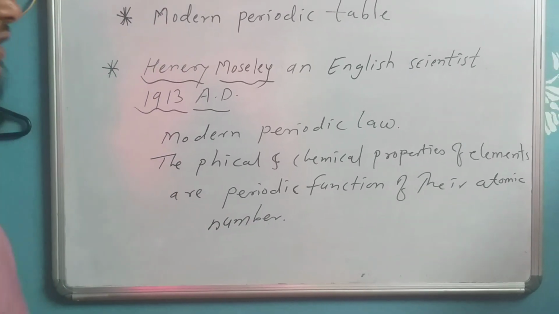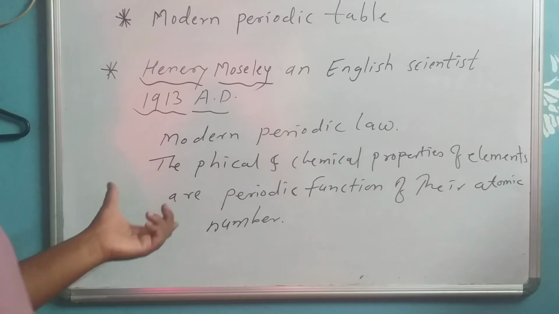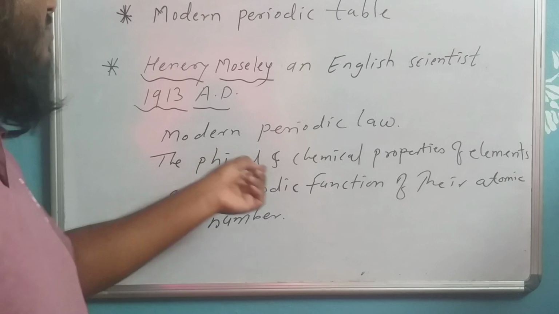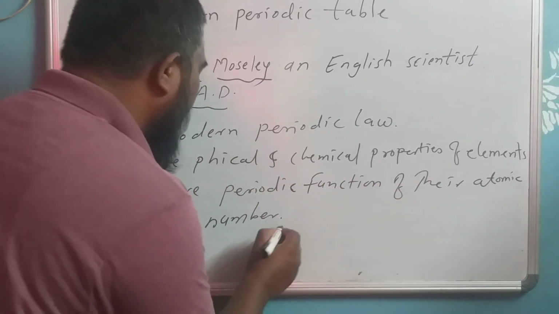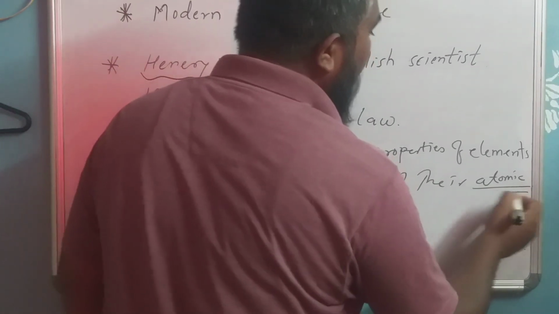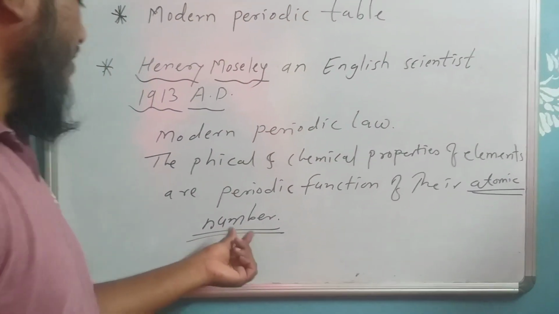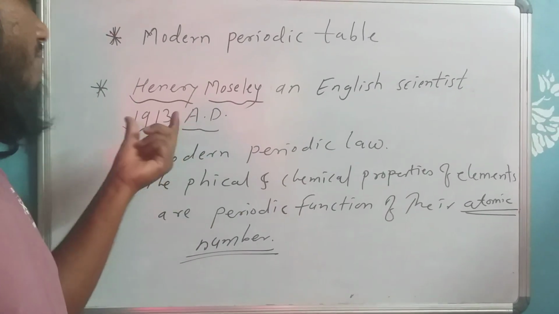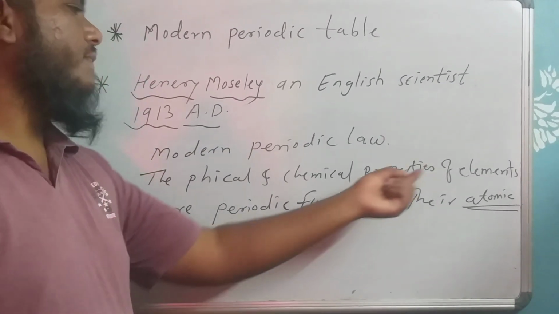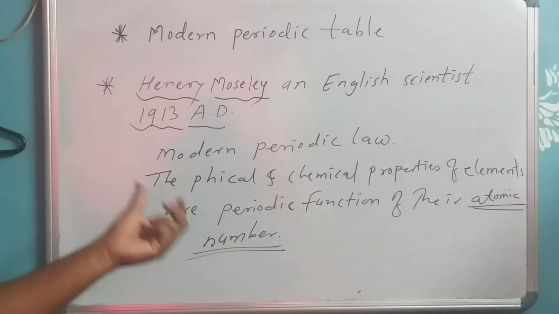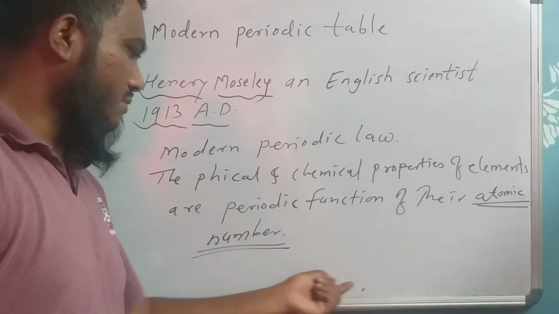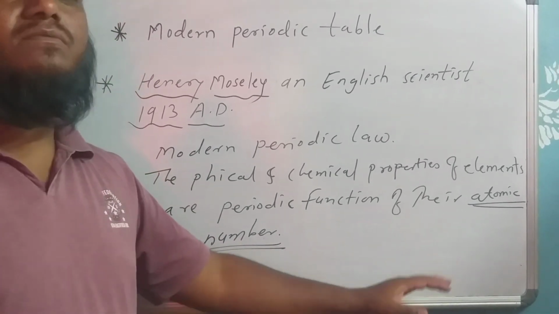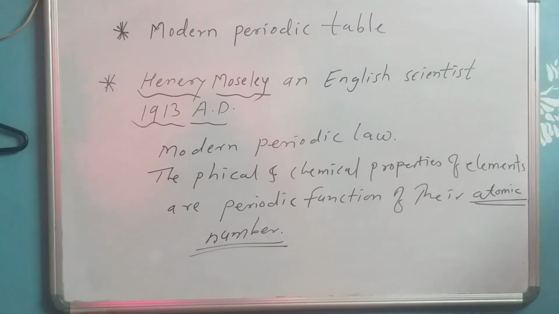Now students, carefully look at this modern periodic law. The physical and chemical properties of elements are periodic functions of their atomic numbers, not atomic mass numbers. Only this word, number and mass, is the difference between Mendeleev's periodic law and the modern periodic law. Atomic number is considered the preferential characteristic to arrange the elements in the modern periodic table instead of atomic mass number.